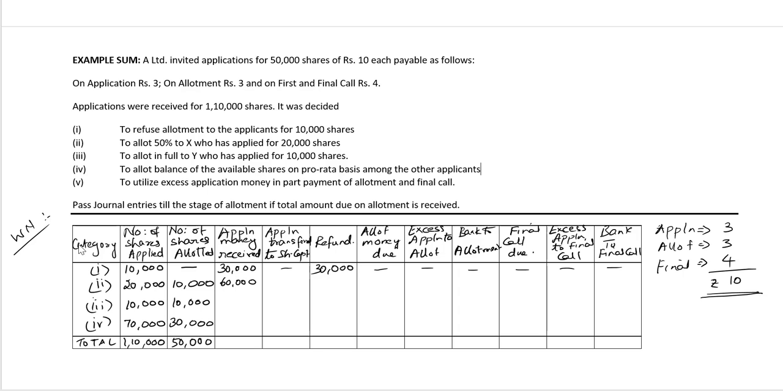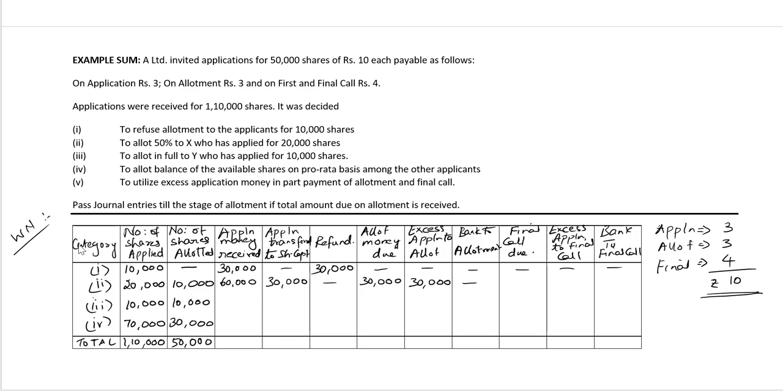Application money transferred to share capital, 10,000 shares allotted multiplied by 3 rupees per share, 30,000 rupees. There is no refund. The allotment money due, number of shares allotted 10,000 multiplied by allotment money of 3 rupees per share. Excess application which is transferred to allotment, the amount of excess application money is 60,000 minus 30,000, which is 30,000 itself, and therefore no money is payable on allotment since the entire amount due on allotment is provided by the excess application money.